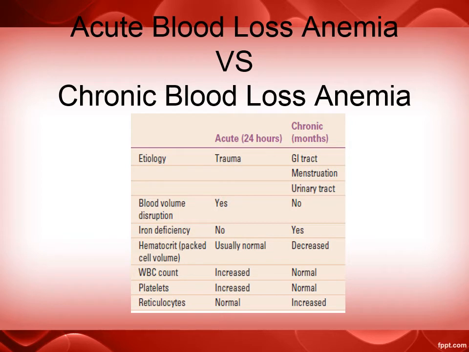The reticulocyte count is normal because there is a release of erythropoietin. However, if there is increased erythropoiesis, a transient macrocytosis develops.